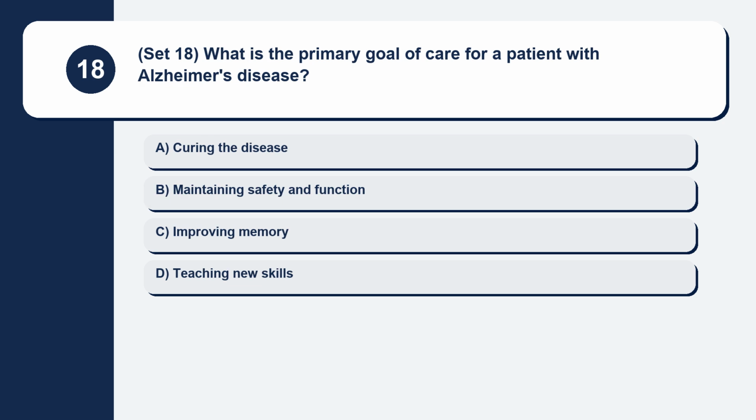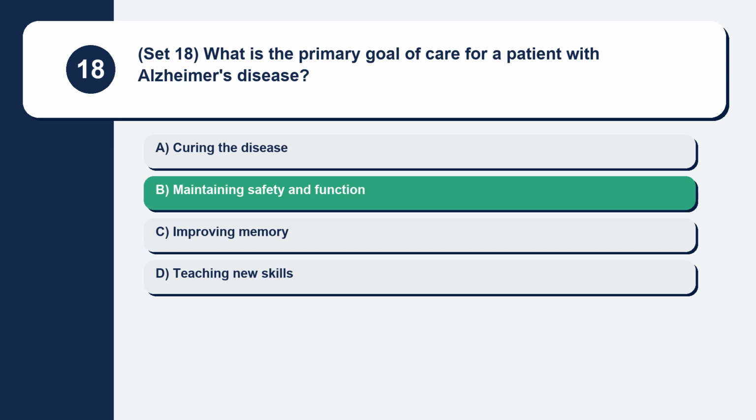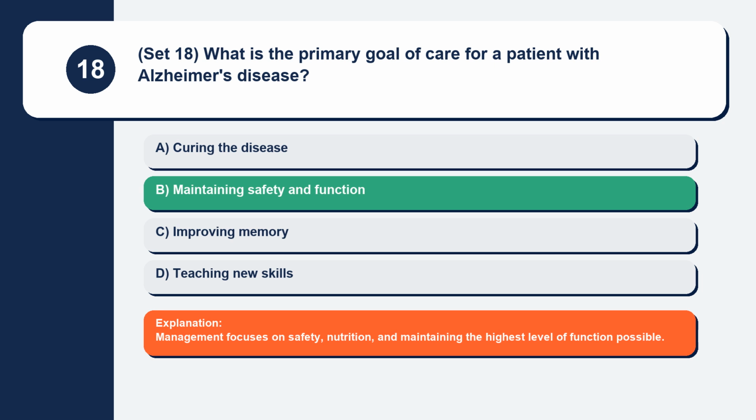Question 18. Set 18. What is the primary goal of care for a patient with Alzheimer's disease? Curing the disease, maintaining safety and function, improving memory, teaching new skills. Management focuses on safety, nutrition, and maintaining the highest level of function possible.